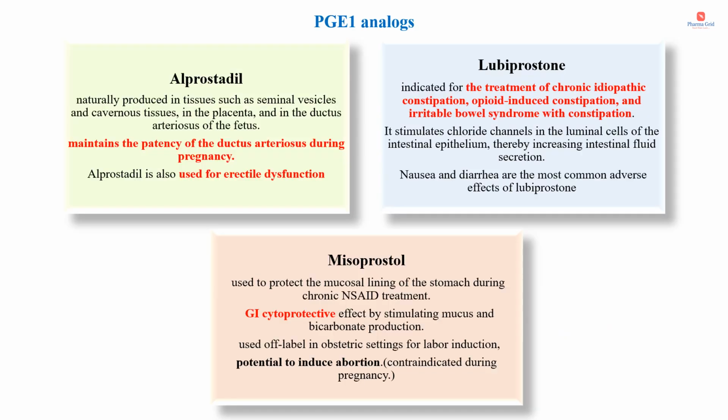And next we will see about prostaglandin E1 analogs. Examples include alprostadil, lubiprostone and misoprostol. So the first one is alprostadil. It is naturally produced in tissues such as seminal vesicles and cavernous tissues, in the placenta and in the ductus arteriosus of the fetus. So what do you mean by this ductus arteriosus? This is a normal fetal artery connecting the aorta and the main lung artery, which is the pulmonary artery. This ductus allows blood to detour away from the lungs before birth. Every baby is born with a ductus arteriosus.